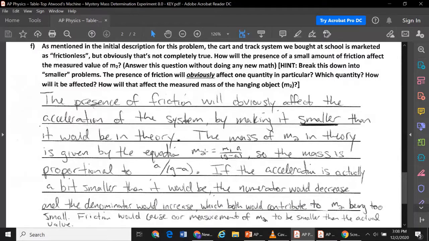If the acceleration is actually a bit smaller than it would be without friction, the numerator would decrease and the denominator would increase, which both would contribute to M2 being too small. Friction would cause our measurement of M2 to be smaller than the actual value.